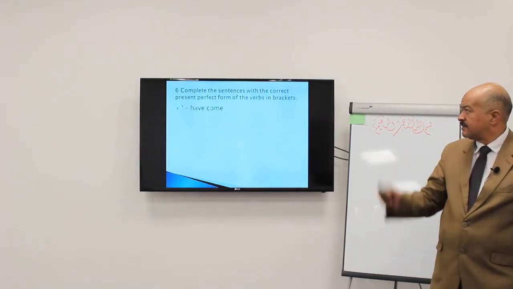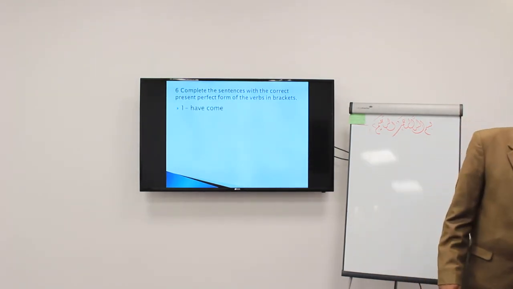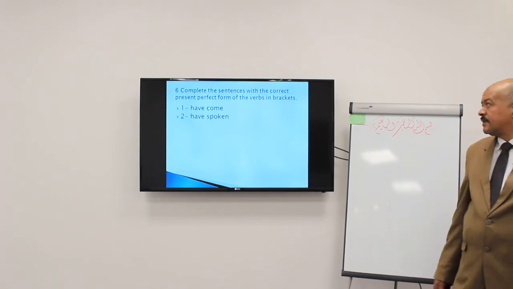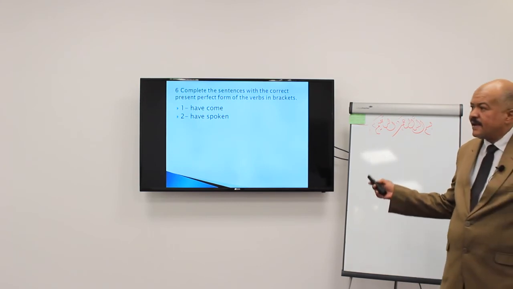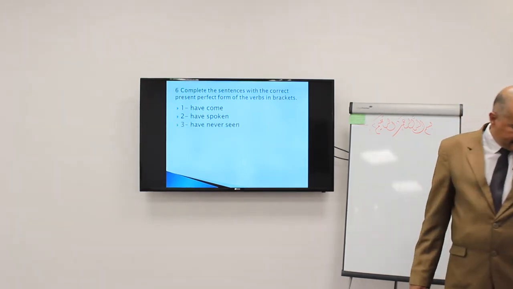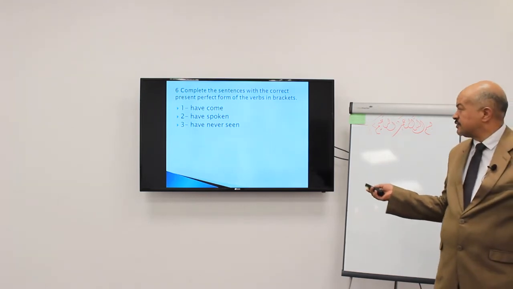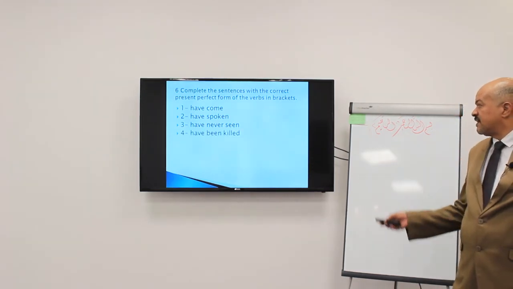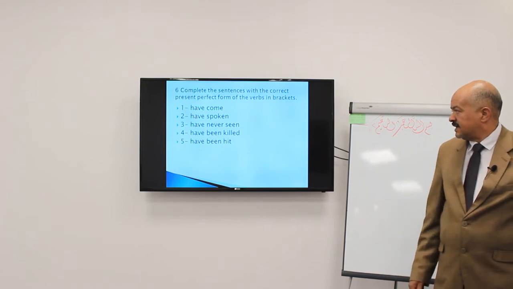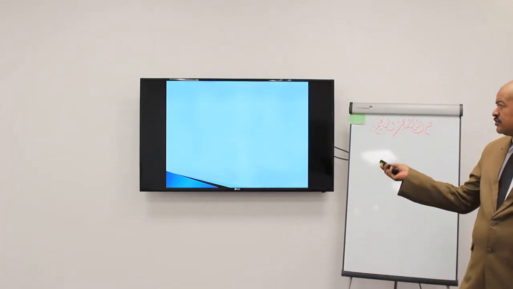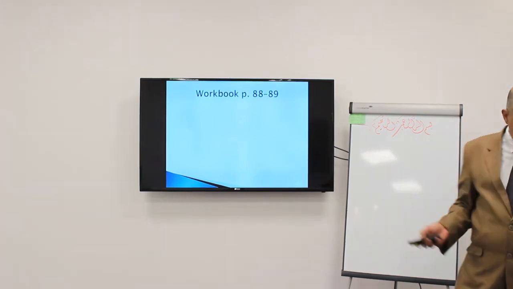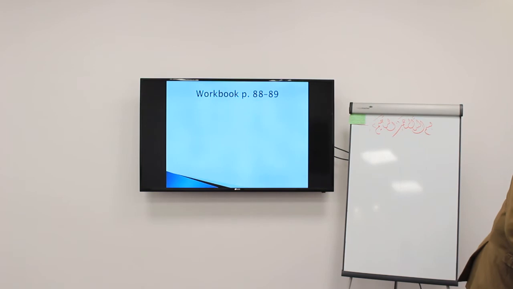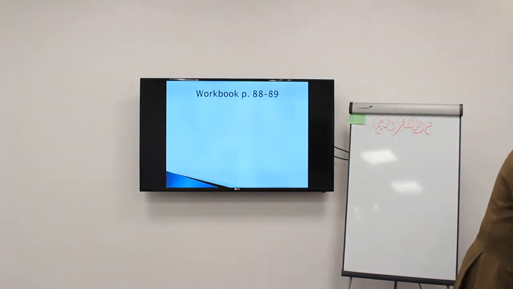All right, number 1, have come, right? Number 2, I have spoken. 3, I have never seen. 4 and 5, I think these are the 2 sentences that tell about the passive: have been killed and have been hit. Now I think you're going to go to the workbook, pages 88 and 89. Let's go quickly. Open 88, 89.